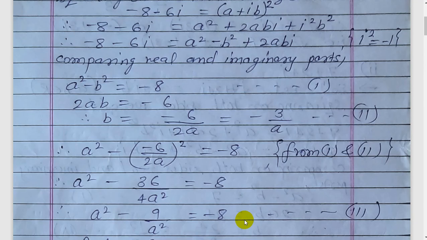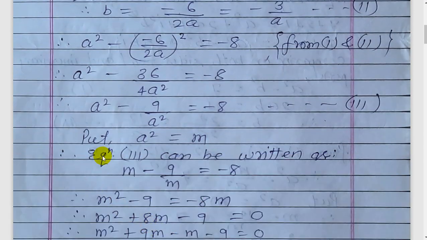So it is better to consider a square as another variable. Put a square equal to m. Therefore equation 3 can be written as m minus 9 upon m equal to minus 8, because a square is m.